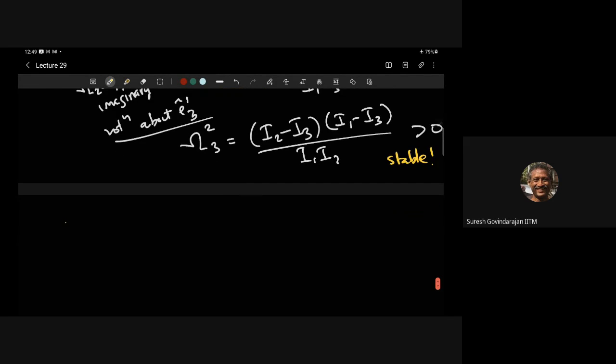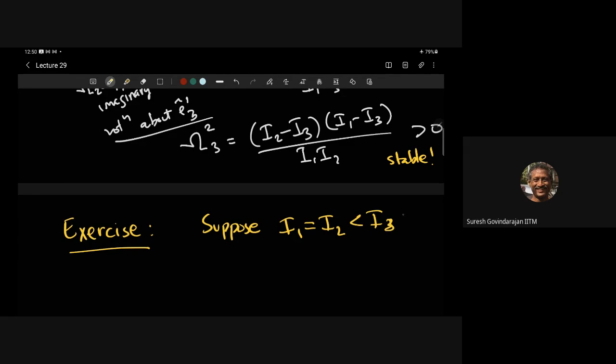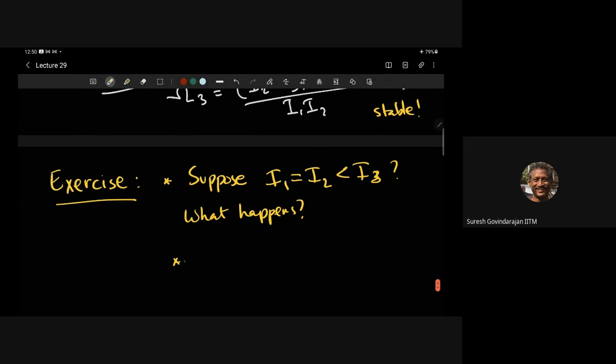So exercise. Okay. Now suppose we have a symmetric situation, I1 equal to I2, which is less than I3. What happens? This is one situation. The other situation is I1 equal to I2 but is greater than I3. Again, what happens? Okay, so this is the same exercise.